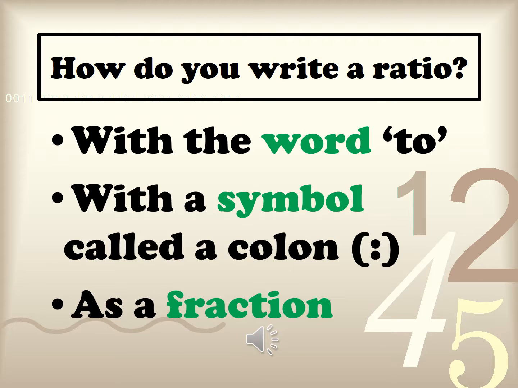One of the most important things you will need to know is how to write a ratio. The first way to write a ratio is with the word "to." The second way is to write it with a symbol called a colon. And the third way is to write it as a fraction. Let's go ahead and take a look at a video that I put together for you all.